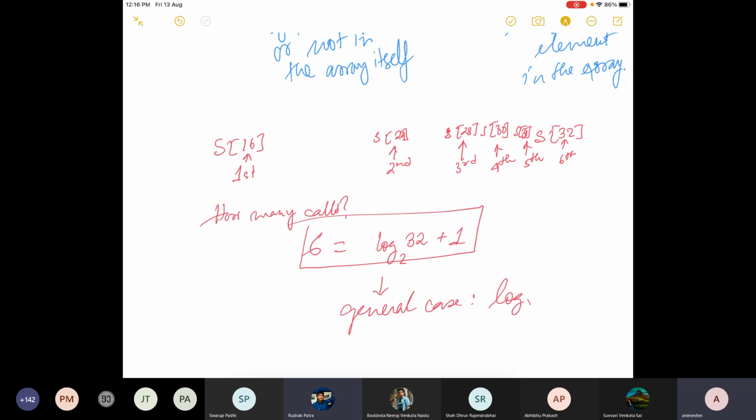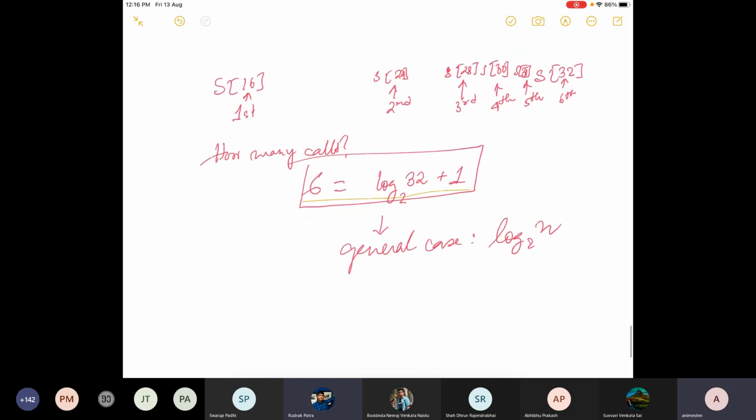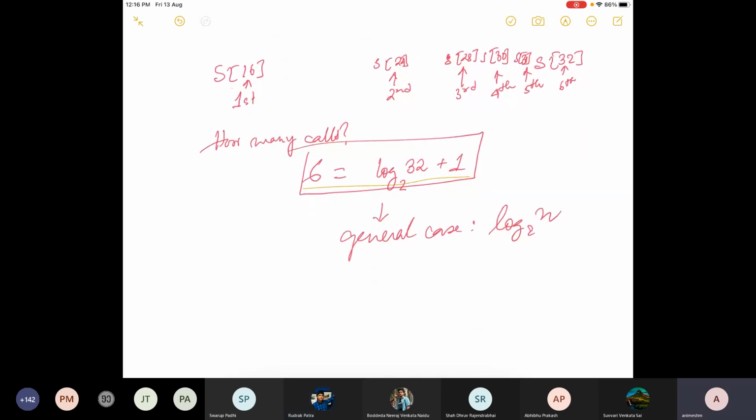Excuse me, sir. Yes. Here, if X was the largest, then there would be 6 calls. But if X was in the 31 position, at that time it will also be 6 calls. There are many positions for which there will be 6 calls. X is not the only one. We just took one of the extreme cases that is possible.